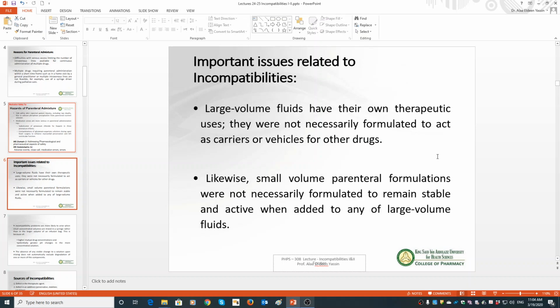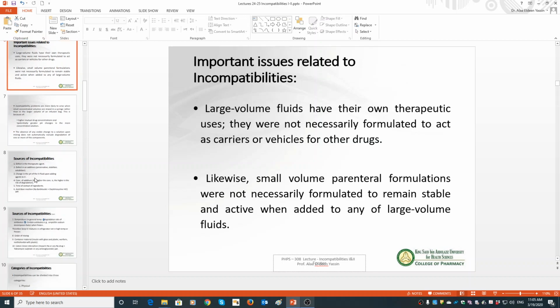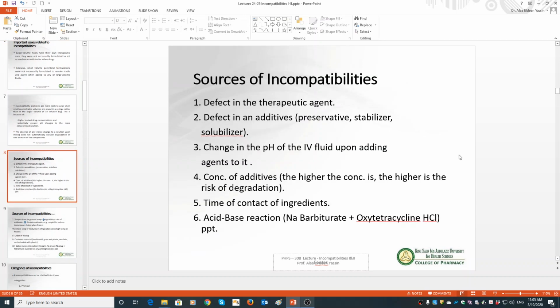Important issues also related to incompatibilities are the sources of incompatibilities, the main sources. This is very important, because if you are familiar with this, you can predict the potential for incompatibility. The incompatibility can occur by a defect occurring to the active therapeutic agent, the active drug. The active drug hydrolyzed, changed, precipitated, degraded. This is possible. It can also occur to the additives.